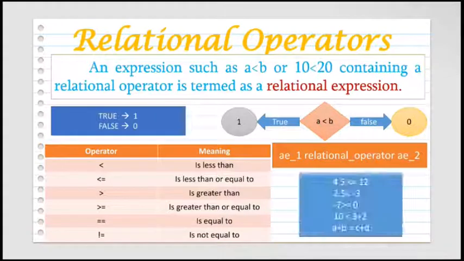For example, 4.5 is less than or equal to 12, 2.5 is less than minus 3, minus 7 is greater than or equal to 0, 10 is less than 3 plus 2, A plus B equal to C plus D. When arithmetic expressions are used on either side of a relational operator, the arithmetic expressions will be evaluated first and then the results will be compared.